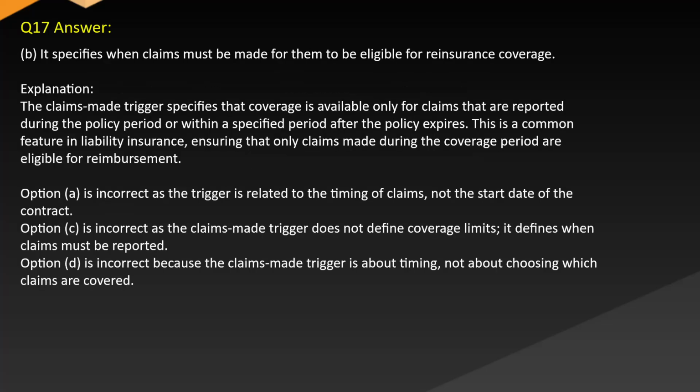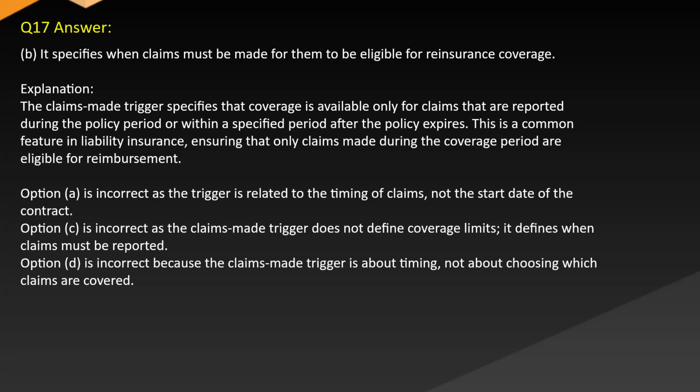Answer: B. It specifies when claims must be made for them to be eligible for reinsurance coverage. Explanation: the claims made trigger specifies that coverage is available only for claims that are reported during the policy period or within a specified period after the policy expires. This is a common feature in liability insurance, ensuring that only claims made during the coverage period are eligible for reimbursement.